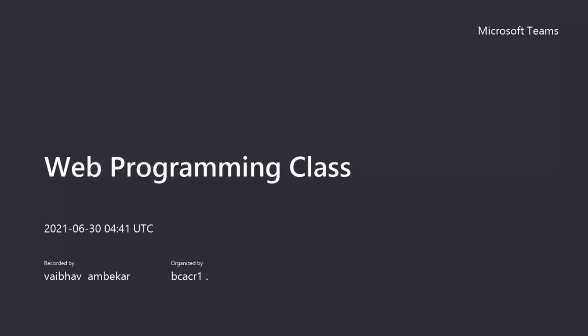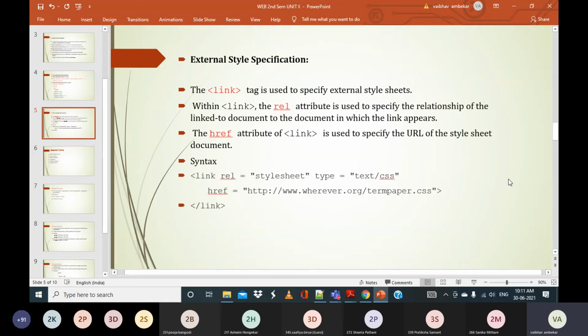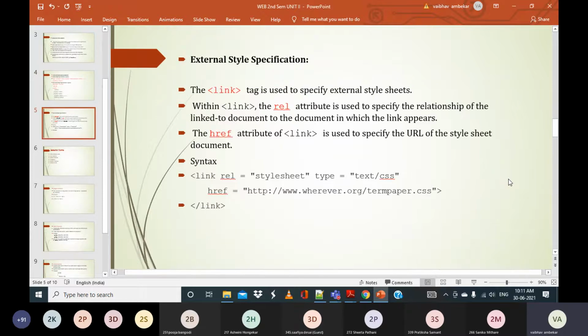In the previous class, we discussed three important aspects of cascading style sheets. That is, how we can apply different properties and values to different elements, like basic tags such as the p tag, h1 to h6, and also tables, lists, and so on. For applying all these properties, we discussed three different levels of style sheets: inline, document level, and external level.